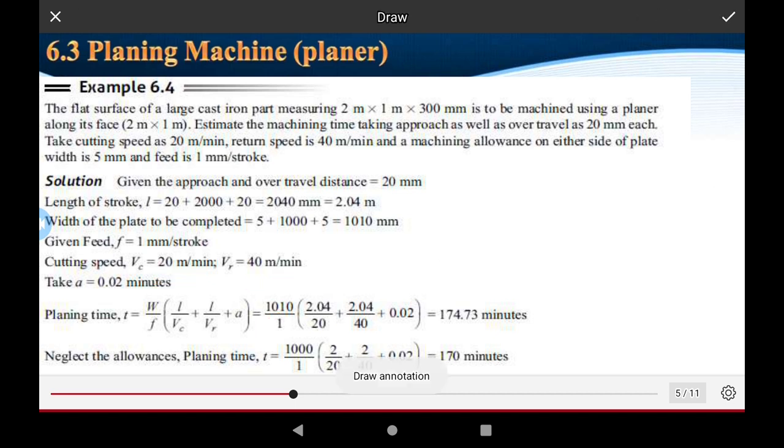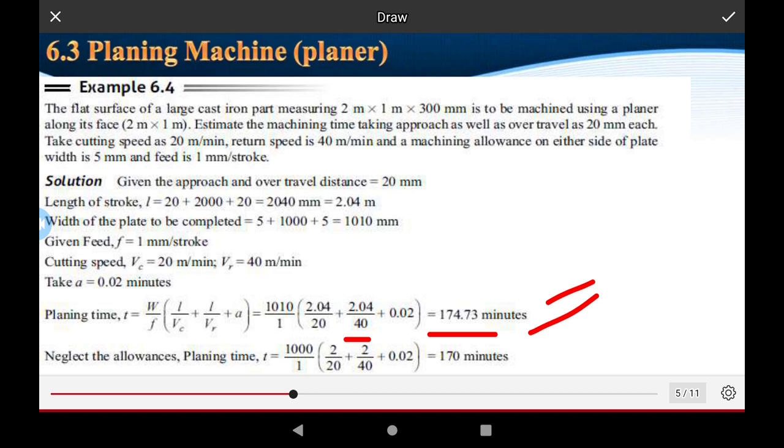L is 2.04 upon 20, where 20 is the cutting speed, plus 2.04 upon 40, where 40 is the return velocity vr. A is the assumed table reversal time, 0.02. The planing time comes out to 174.73 minutes.